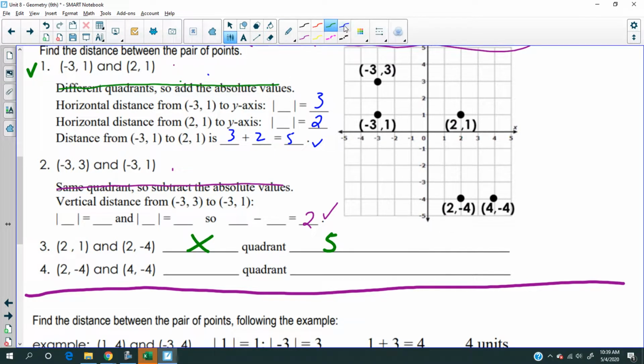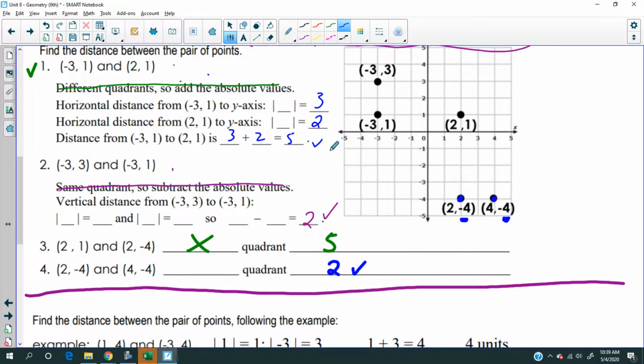All right, let's use blue. 2, negative 4. Whereas, oh, this one's easy. 2, negative 4, and then 4, negative 4. So how far are they apart? Yes, 2. Why? Well, these two values are the same. So now you're looking at 2 to 4. How far is 2 away from 4? Yeah, 2 spots. Okay, that's it.